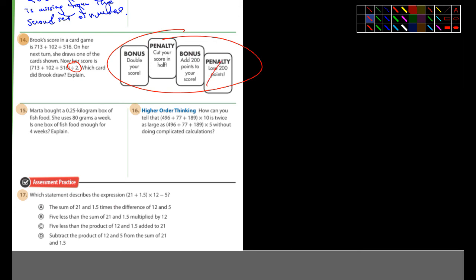Well, it's not lose 200 points. It's not add 200 points. If it was double your score, then it would be times 2. But it's not. It's being divided by 2. So which one would it be? It'd be cut your score in half. That's the card. So put that in your own words and explain it, since I pretty much just did that for you.